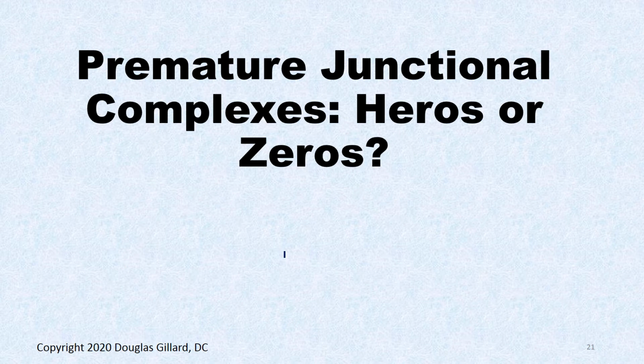Now, PJCs can be heroes or zeros. Sometimes they can become mischievous and just flat out beat the SA node to the punch. But if the SA node ever fails for whatever reason, maybe you had a heart attack and your SA node isn't working very well anymore, or maybe you got an infection in it, the junctional region can take over the pacing duties of the heart and save the day. So it can run steadily for days or weeks or maybe even permanently.